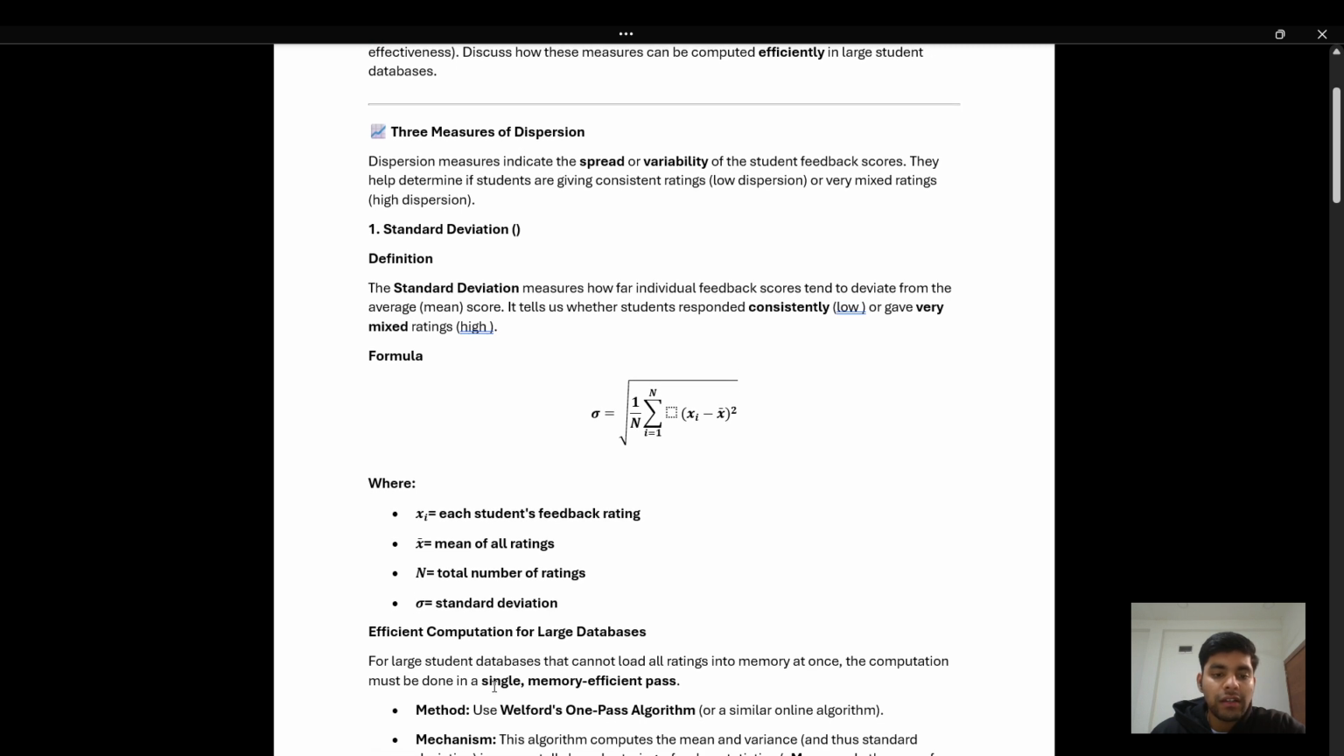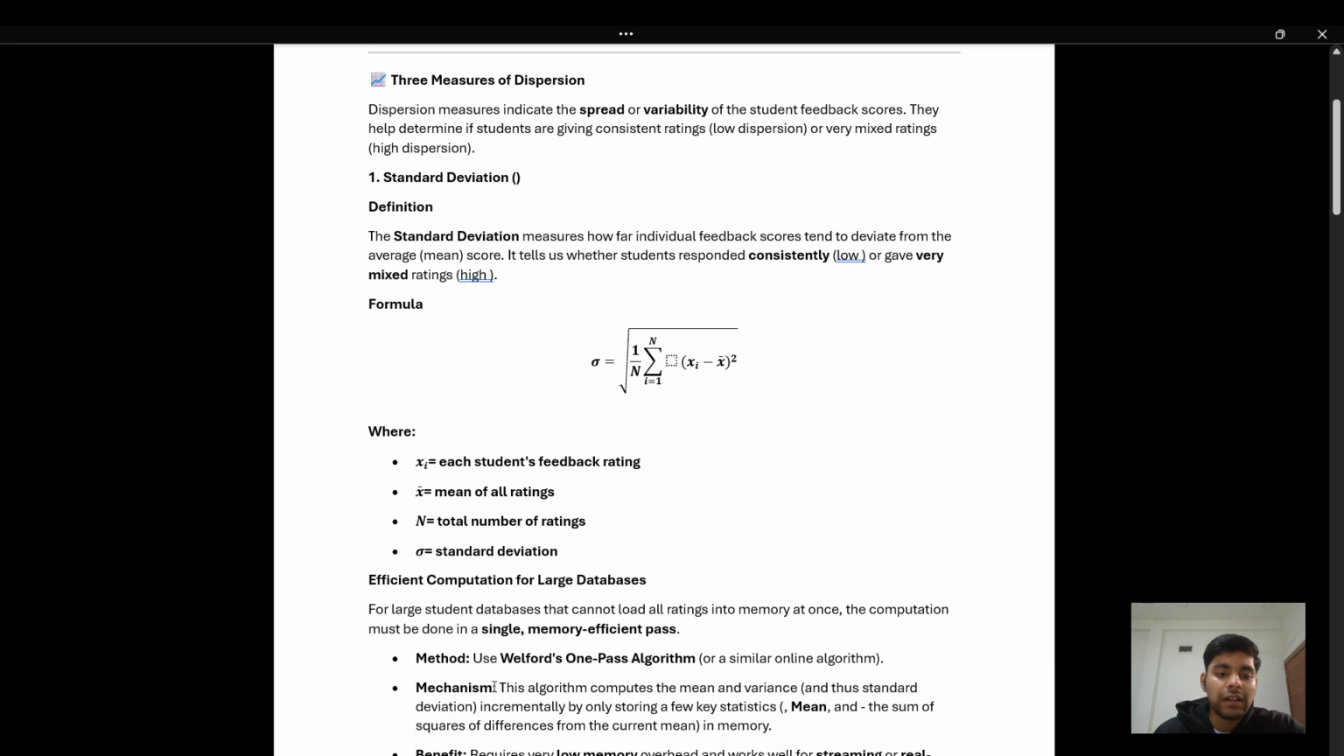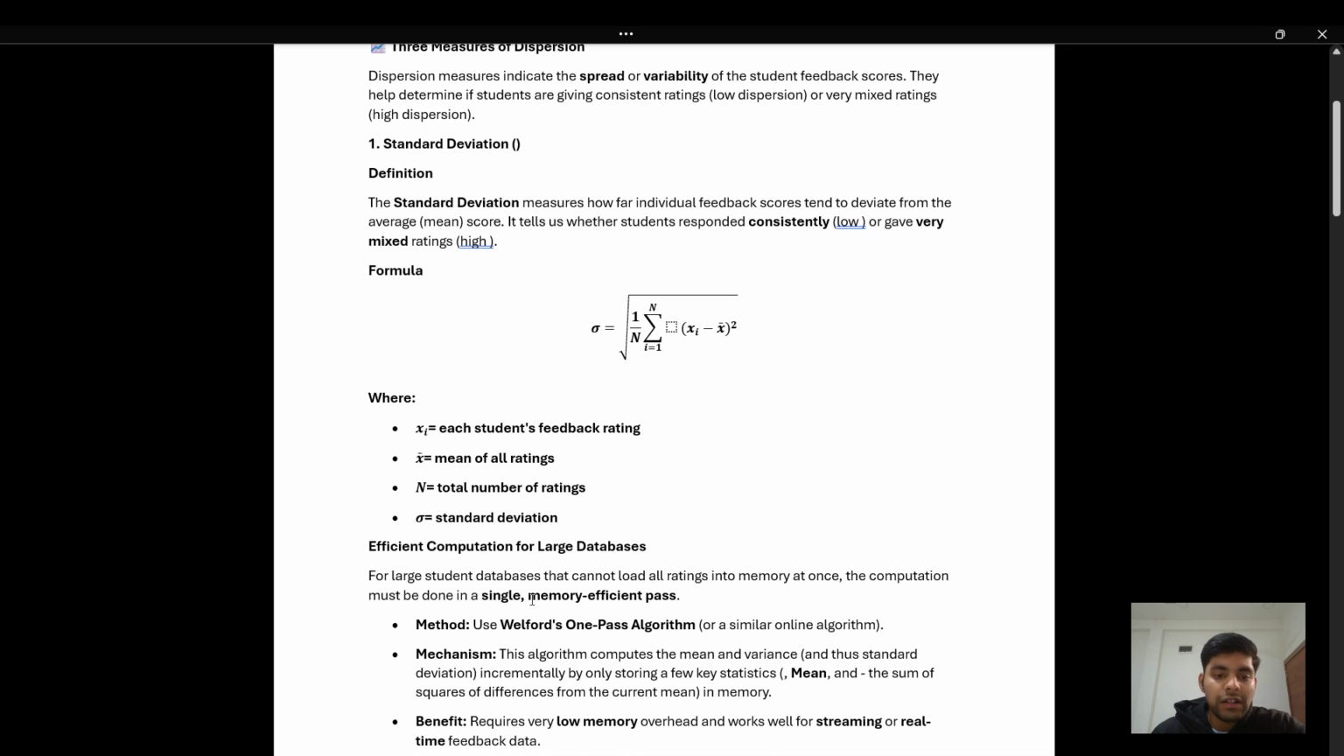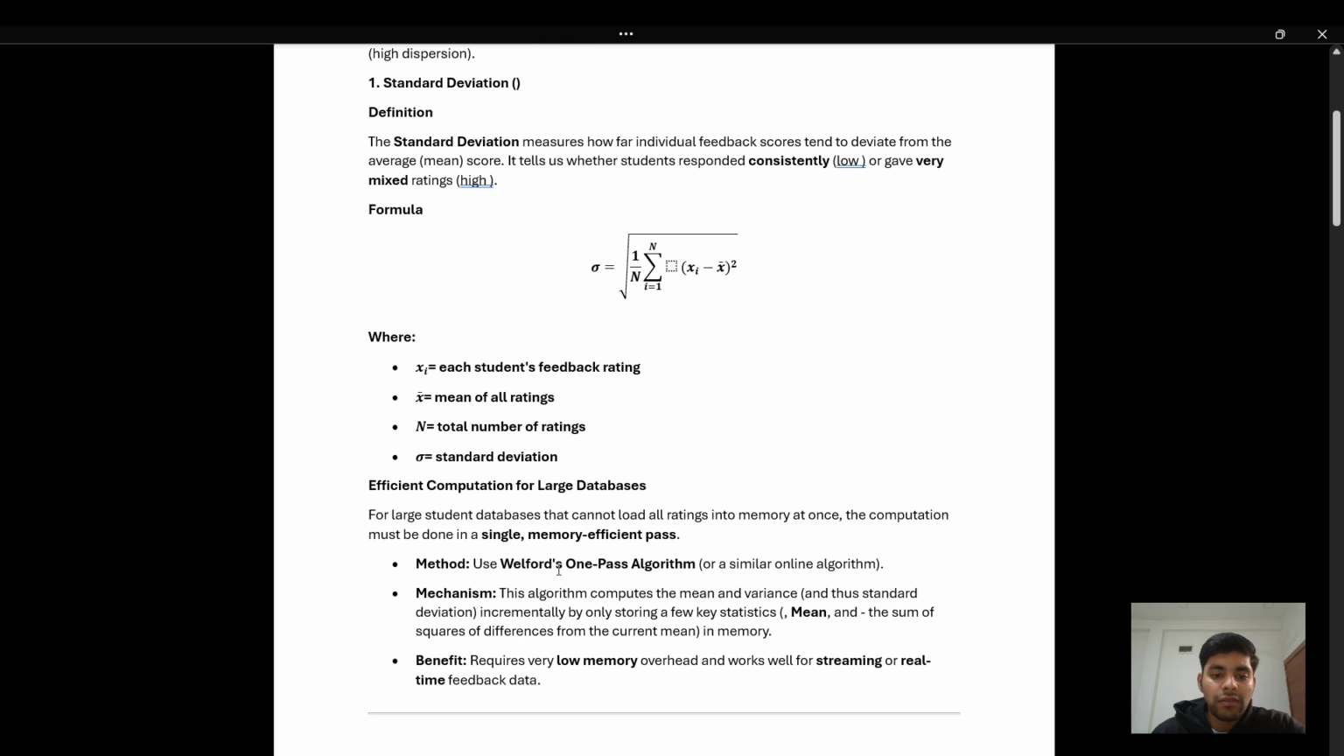Now let's see how we can compute it efficiently for large databases. For large student databases that cannot load all ratings into memory at once, computation must be done in a single memory efficient pass. So the method we use is Welford's one pass algorithm.